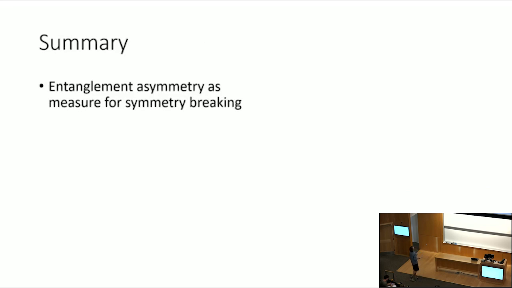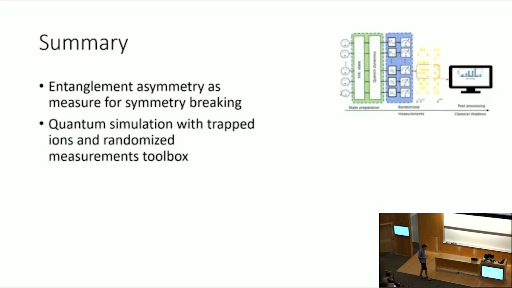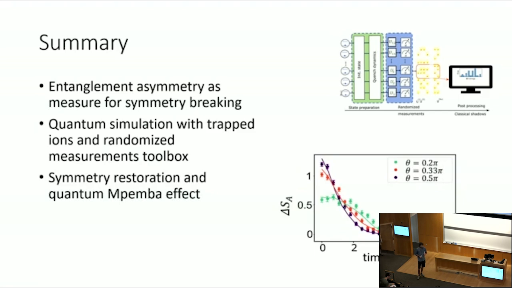So to summarize, I introduced the different measure which we're using for the entanglement asymmetry, so the amount of broken symmetry in this substate, and then some capabilities of our quantum simulator and the randomized measurement toolbox, and then finally the quantum Mpemba effect, the resolution and thermalization.